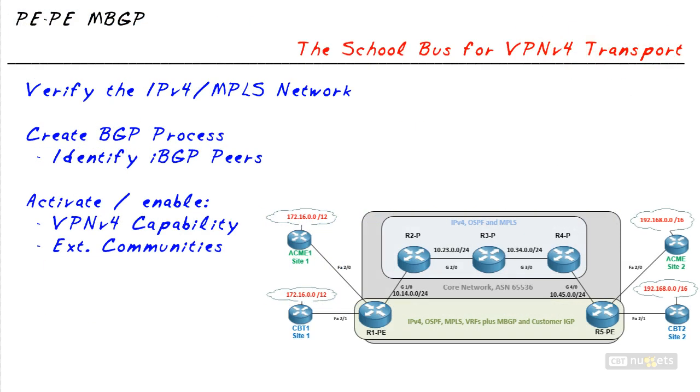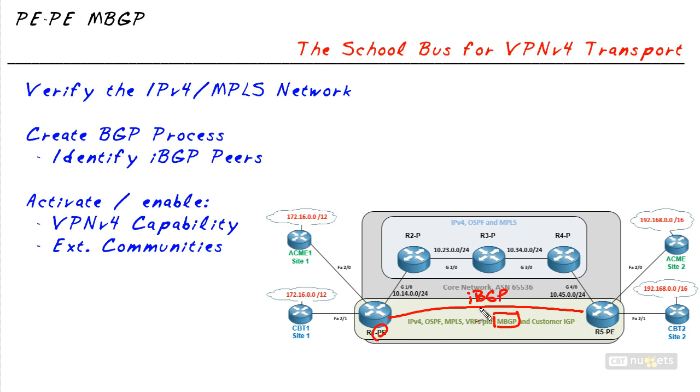Our objective for you and I in this video is simple. We want to implement this portion right here, the border gateway protocol between our PEs from R1 over to R5. And this is going to be an internal BGP neighborship. They're both in the same autonomous system.